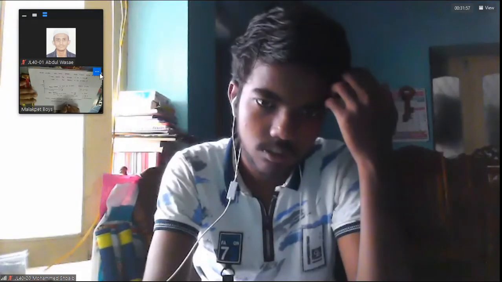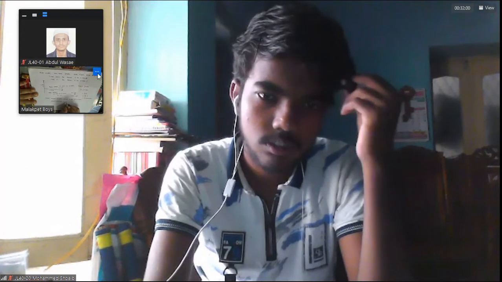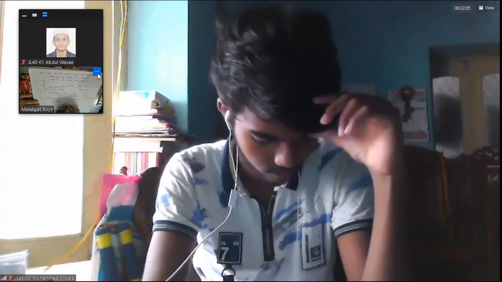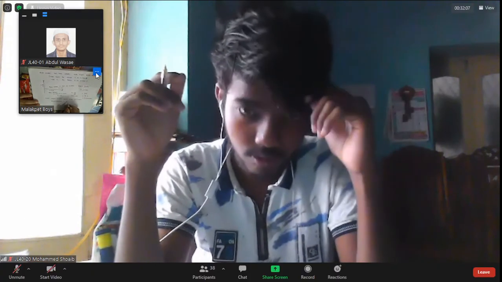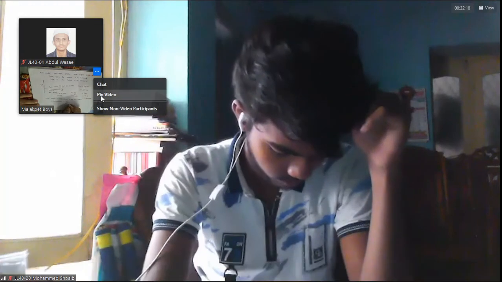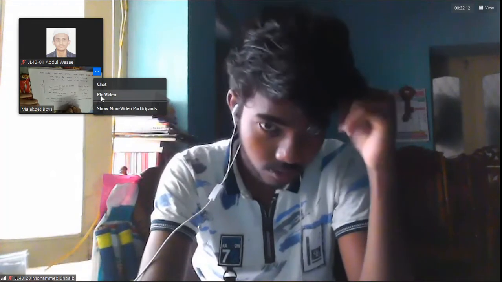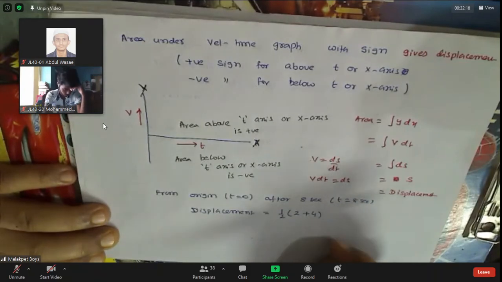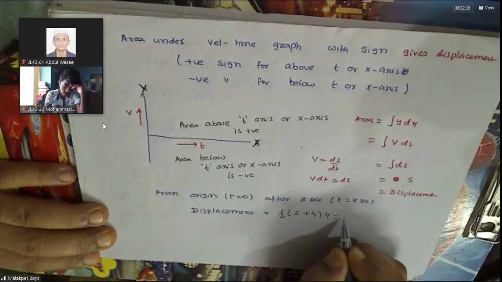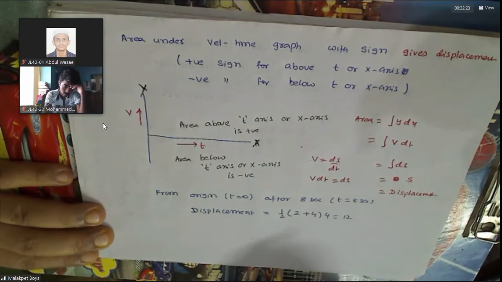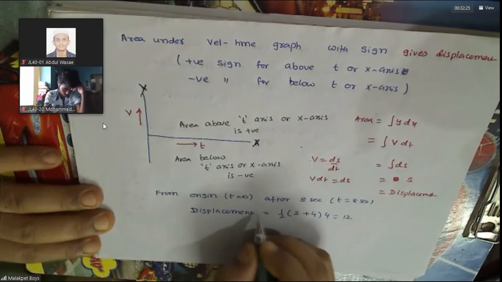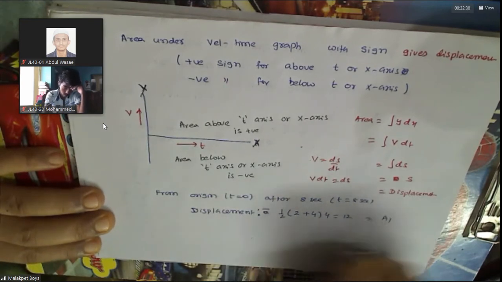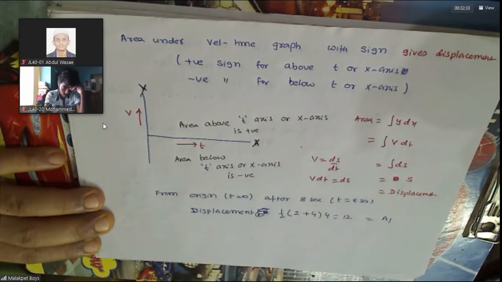Area above. What is the above area? See, upper one. Area of the trapezium, no? Half sum of the parallel sides. What is the sum of the parallel sides? 2 plus below you have 4, into the distance between them. Trapezium, no? 4. Okay. This is upper. I'll call it A1. Understood this?